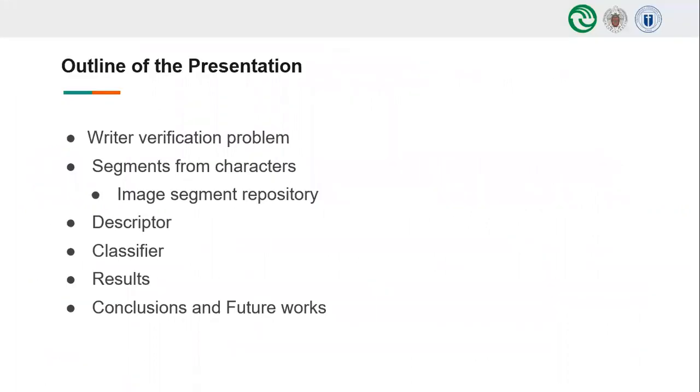The outline of this presentation is as follows. First, we will present the writer verification problem that we're going to deal with. Then, we will present how we have dealt with this problem, dividing the characters into segments. Afterwards, we will describe the descriptor that we have used for the classification using support vector machines. Then we will discuss the results, and finally, we will end with the conclusions and future works.